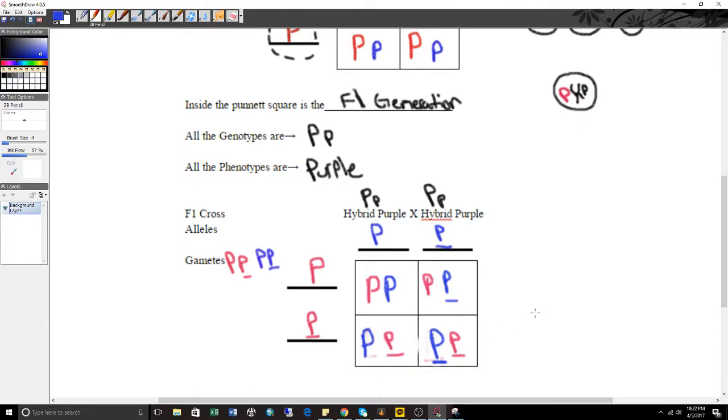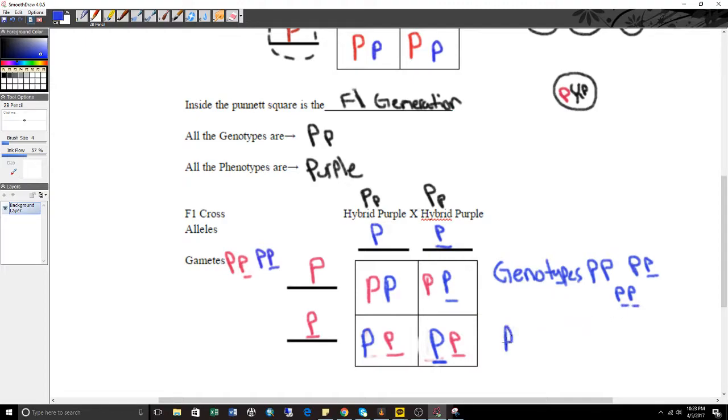So this plant has a 3-to-1 ratio, right? So for phenotype, all 3 of these are going to produce purple flowers. This one will produce white flowers. So the possible genotypes for this plant are capital P, capital P, capital P, little p, and little p, little p. All possible genotypes.